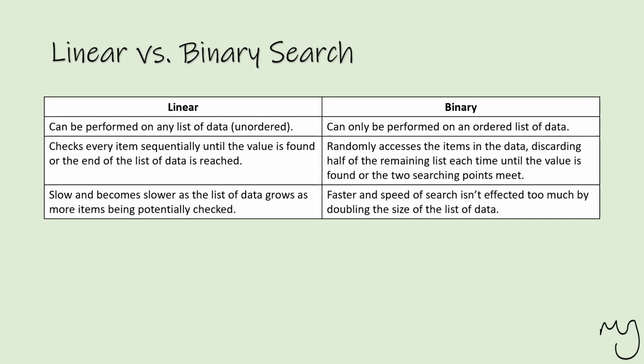And finally, it's considered to be faster, and the speed of search isn't affected too much by doubling the size of the list of data, because if you double your data size, you're going to be discarding half of it after the first search anyway, and so you are only talking about 1 additional step. So there's the summary: binary is faster, but you need it ordered; linear is slower, but it will search a data set for you regardless of how many values you have in it and whether or not they are ordered.